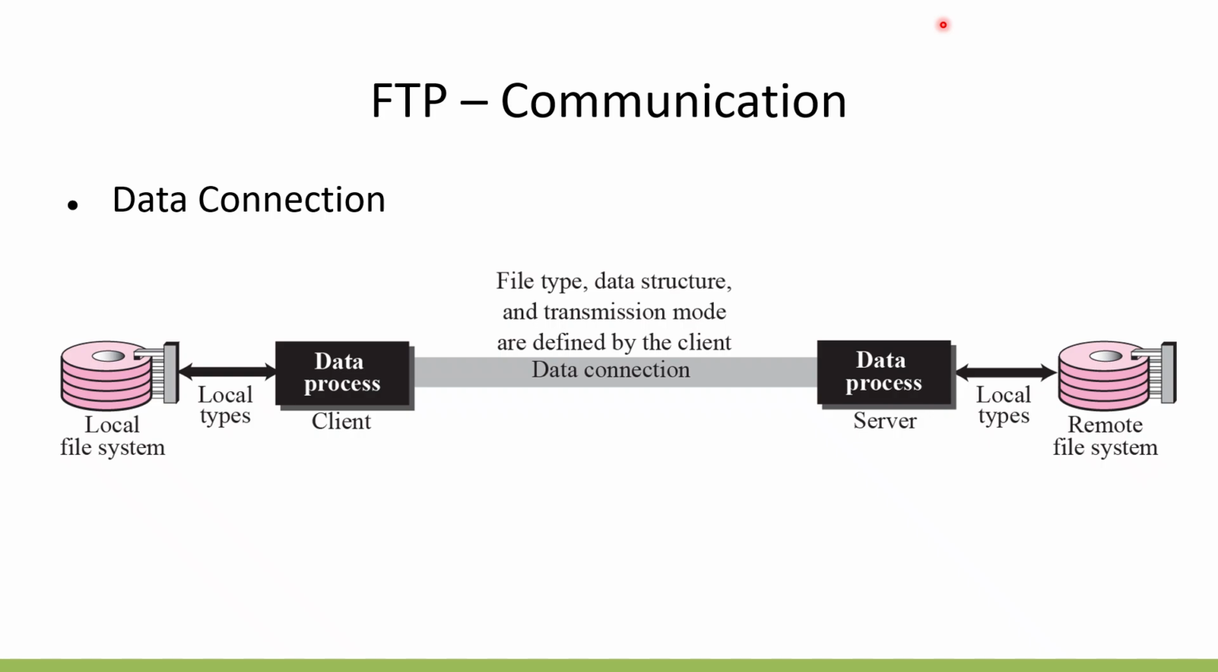All preparations for the file transfer are made through the control connection, and once everything is set, the actual file transmission takes place over the data connection. This approach helps solve the heterogeneity problem, allowing different computer systems with varying file formats and architectures to communicate and exchange data smoothly.